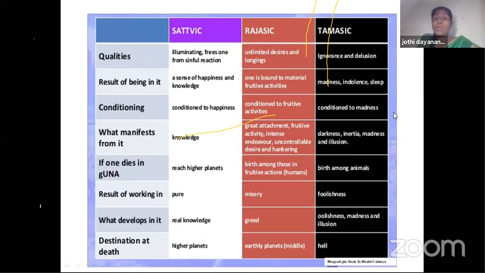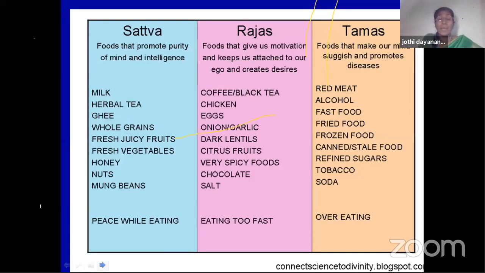So they become ignorant, they become dull, in delusion, they are always in imagination and become a little mad. They become more sleepy and lazy, they cannot act very fast, and then are conditioned to madness. They like to be in darkness, they don't want any heavy light to be on, and they are in illusion, as I said, illusion, delusion, imagination. And then it leads to birth like animals, among animals. Then they try to show foolishness. So they also say that it leads to hell.